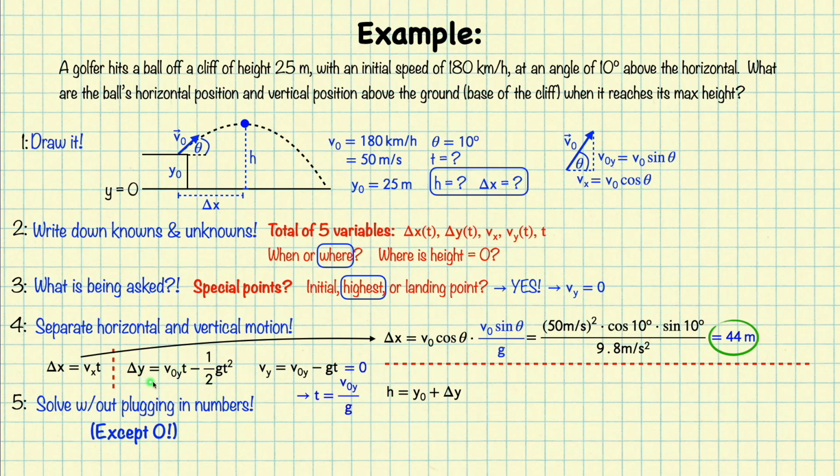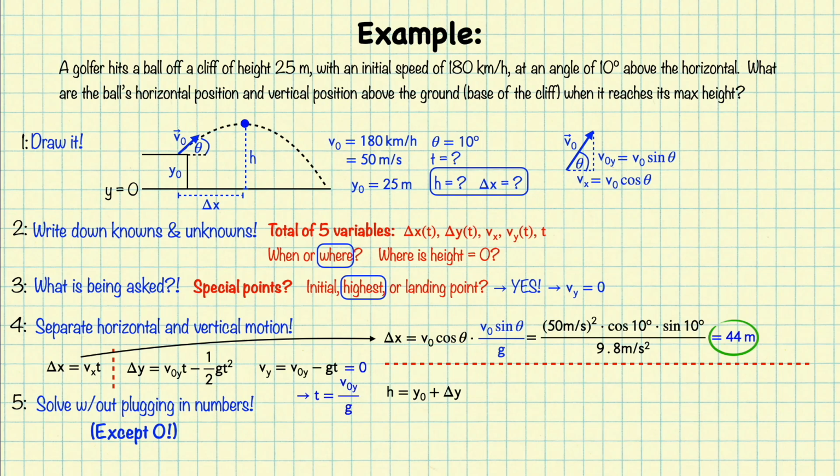This equation is for delta y, the change in y. So the total height above the ground when the ball has reached its maximum height will be the change in height plus the initial height. Well, the ball started at the top of the cliff, so the initial height is y0. So don't write down h equals delta y, that'll give you the height above the cliff. We want the height above the ground, or the base of the cliff.